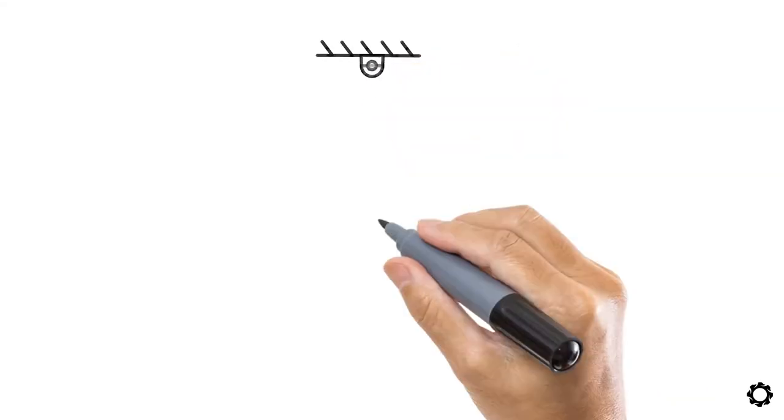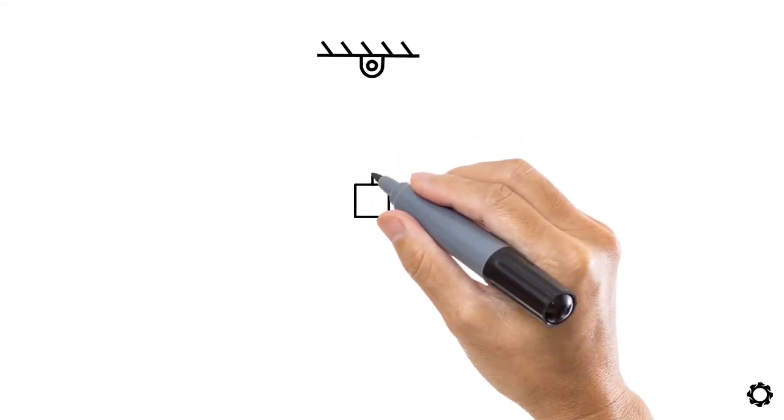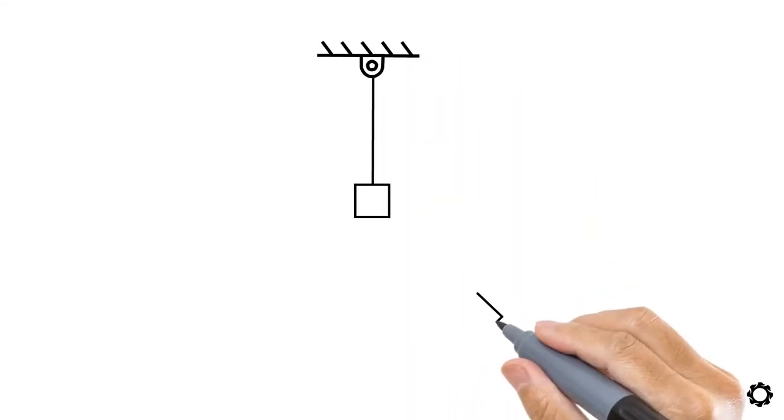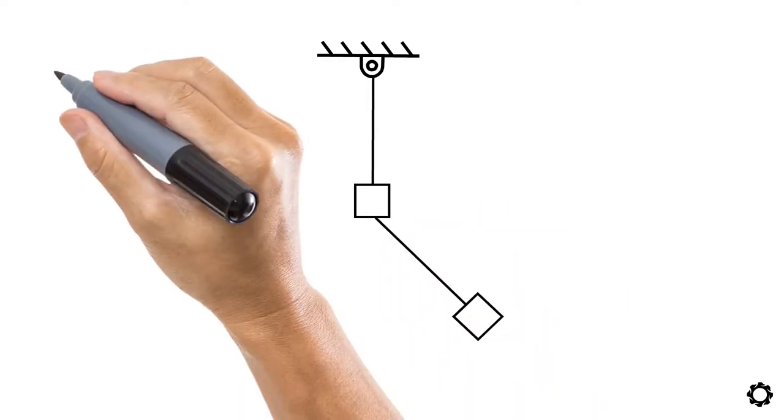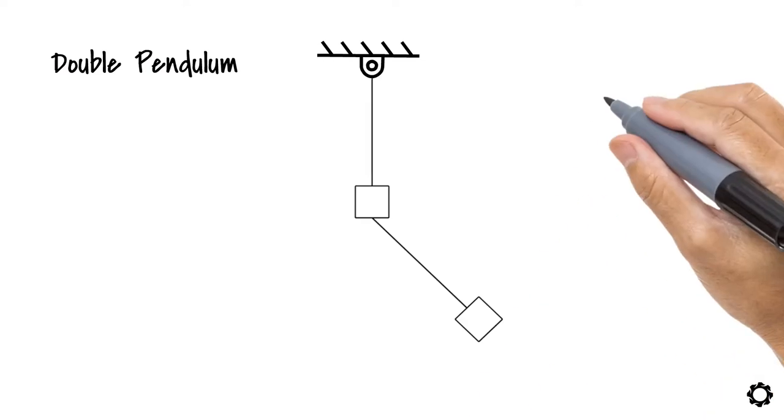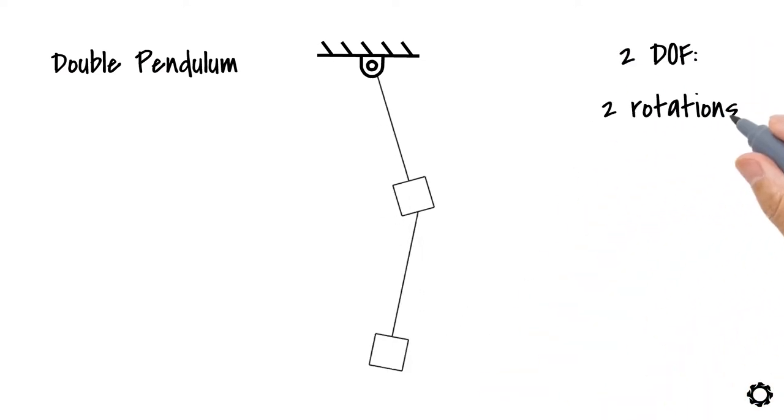If we attached another rod block to our current pendulum and attached it to the first block using another revolute joint, we will end up with a system called double pendulum, with 2 degrees of freedom, 2 rotations.